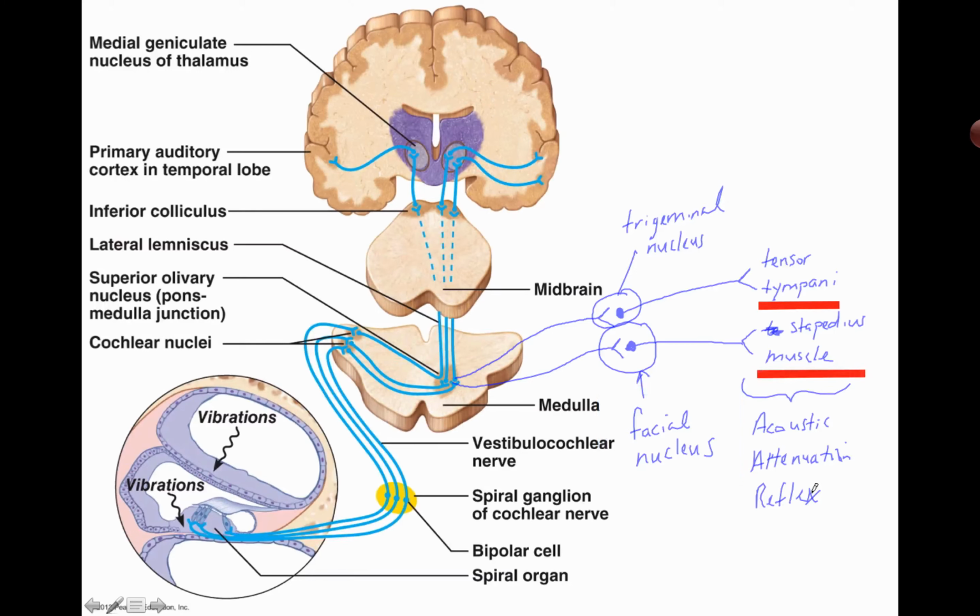And both of those contracting muscles are going to create tension on the tympanum. They're going to pull the stapes away from the oval window, and you're going to reduce the amount of sound energy going in to the perilymph and ultimately into the endolymph. You're going to reduce the amount of damage that can be done to those hair cells. So this is the auditory pathway.